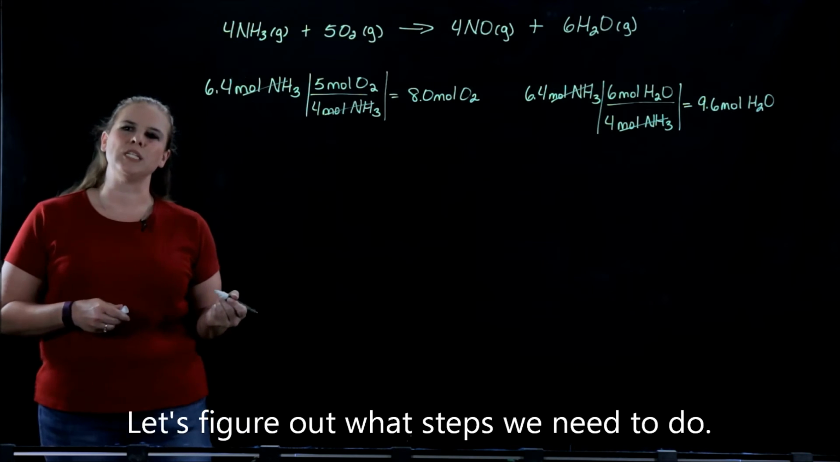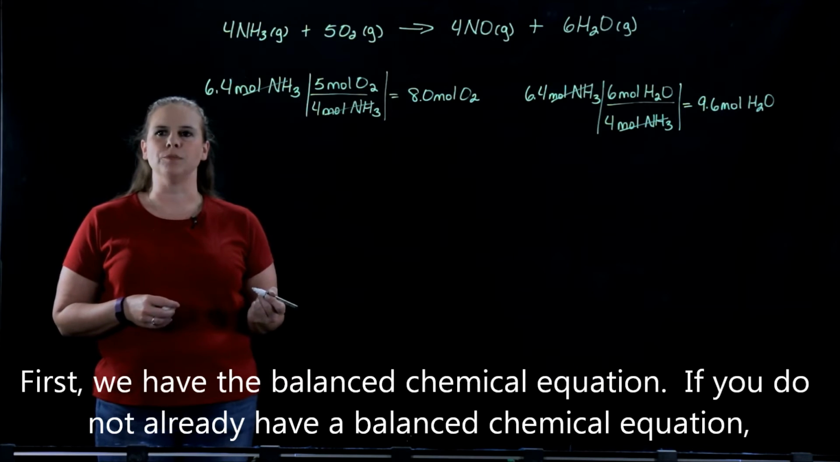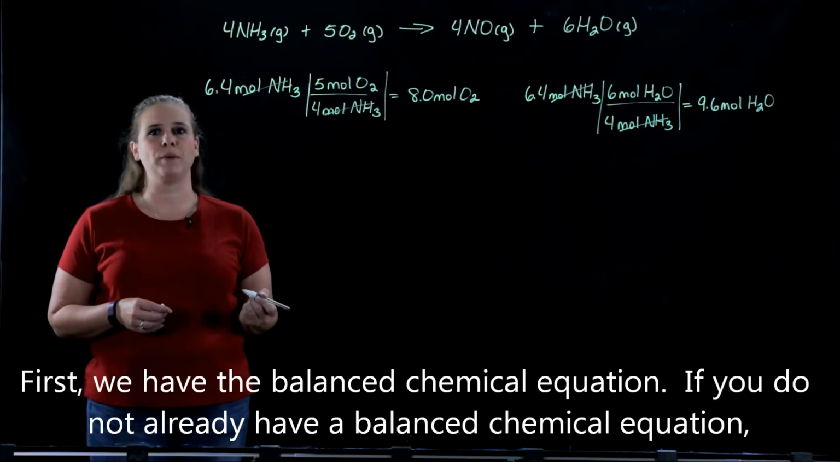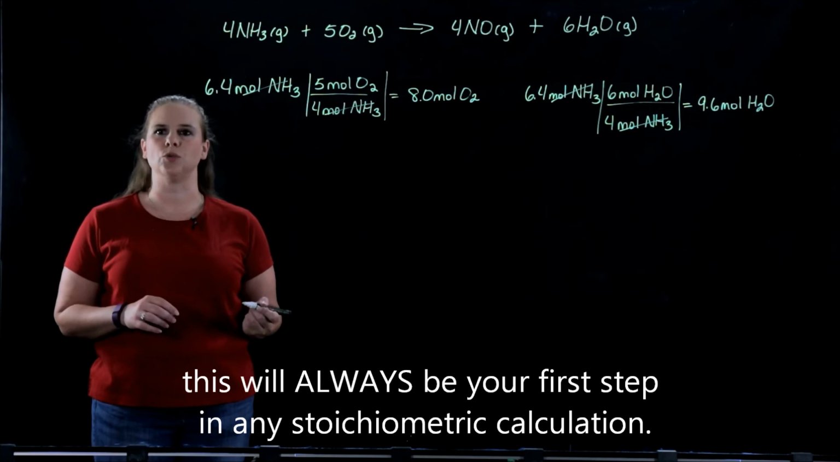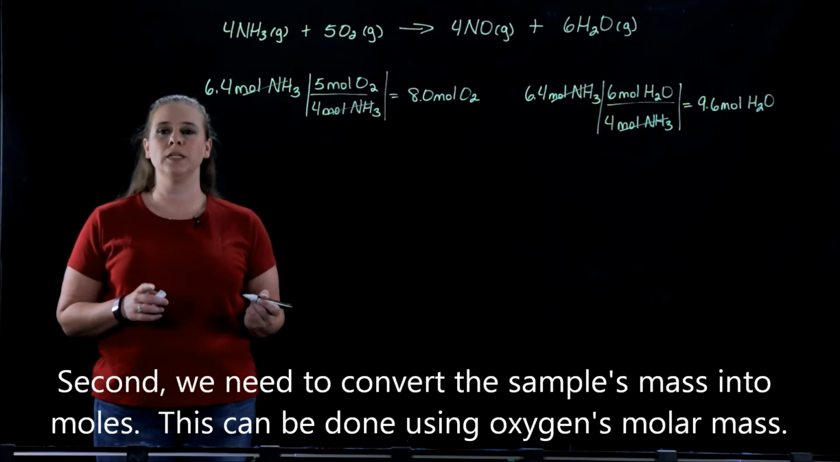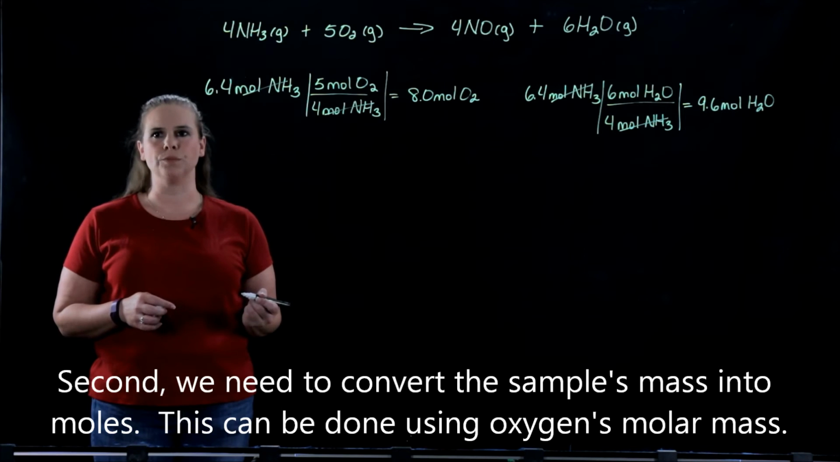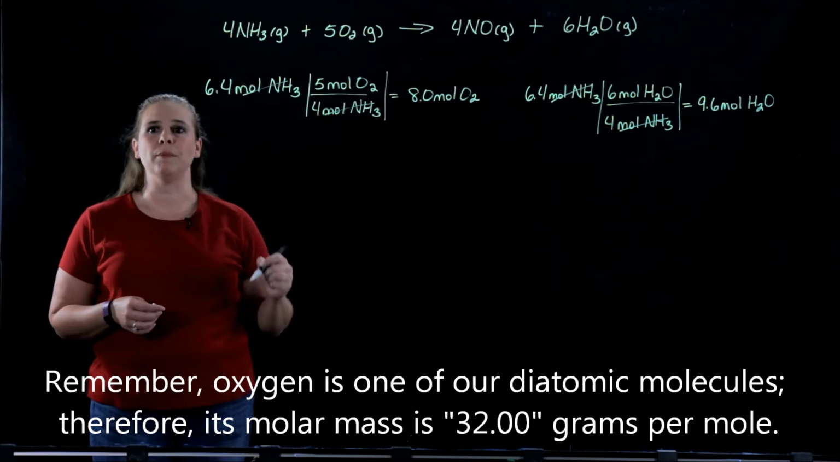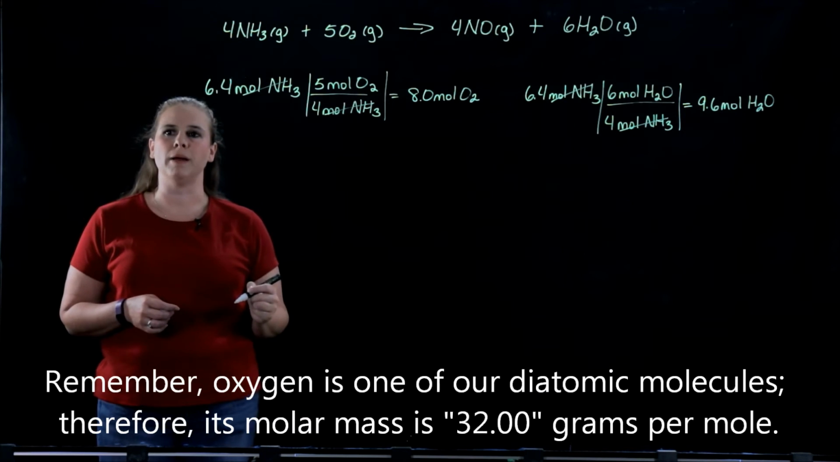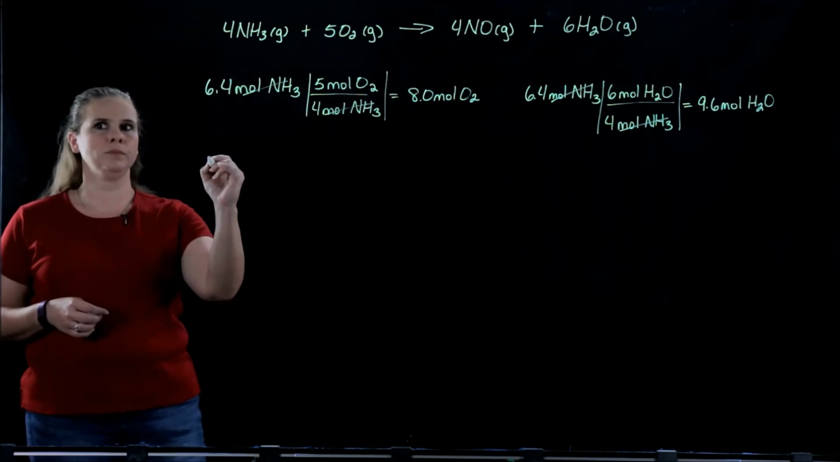Let's figure out what steps we need to do. First, we have the balanced chemical equation. If you do not already have a balanced chemical equation, this will always be your first step in any stoichiometric calculation. Second, we need to convert the sample's mass into moles. This can be done using oxygen's molar mass. Remember, oxygen is one of our diatomic molecules, therefore its molar mass is 32.00 grams per mole.